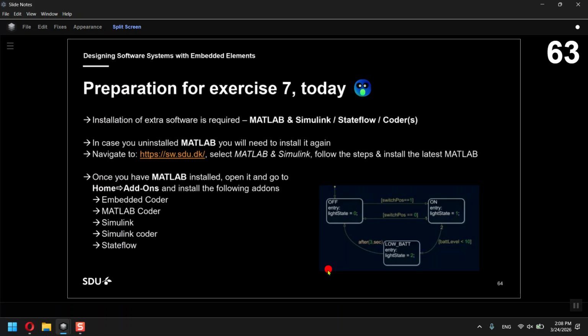So, we are going to use MATLAB Simulink and Stateflow. And we are going to generate code, so you also need MATLAB Coder, Embedded Coder, and Simulink Coder. And don't ask me why you need all three coders. That's again the MathWorks business model. But for you it's free. So you should use it now because it's not going to be so free after you finish your education. Good. So see you in one line.